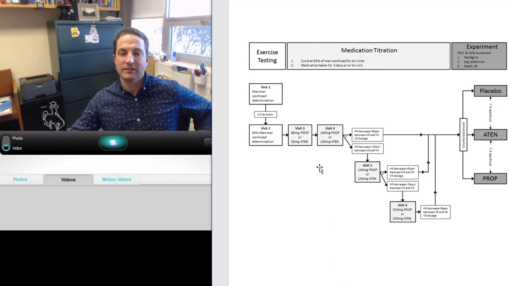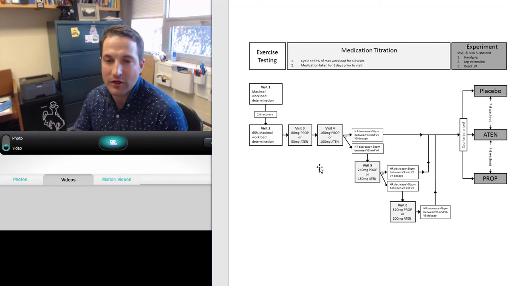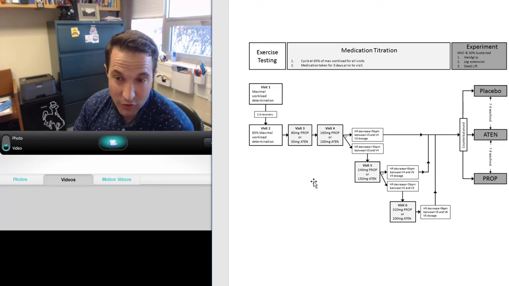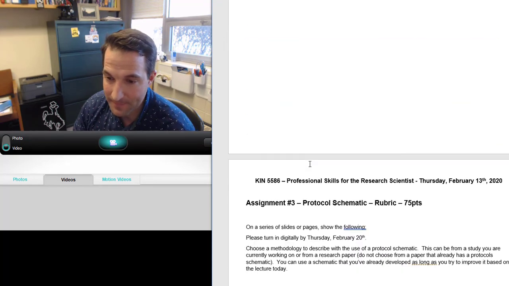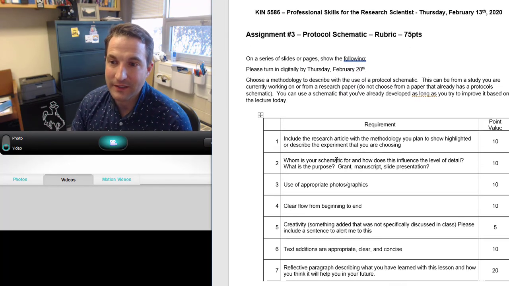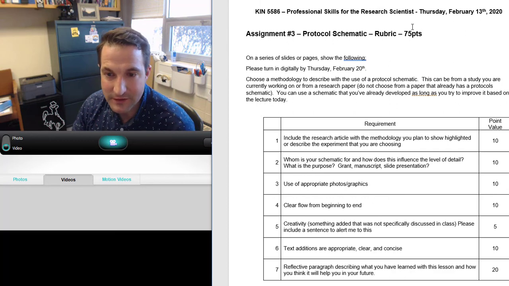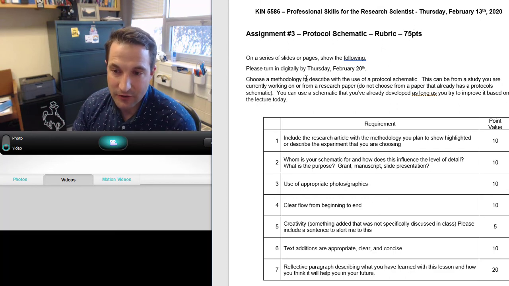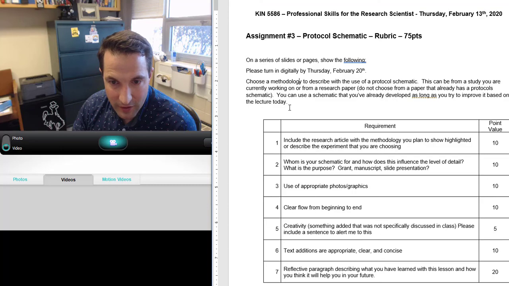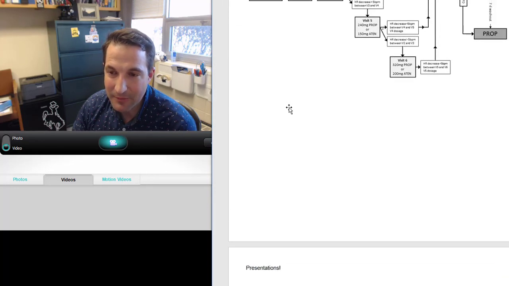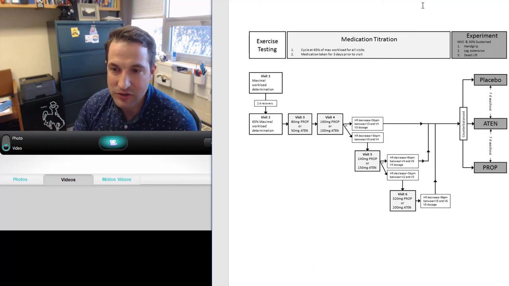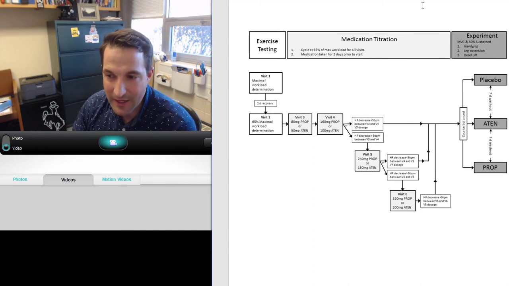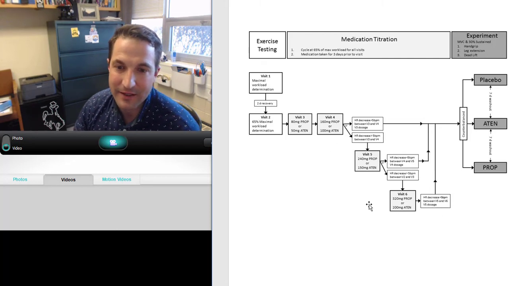Part of your exercise, I'm actually going to add into our assignments tonight. We might as well move down to the protocol schematic assignment, which was 75 points, due next Thursday. You can either create your own original, or, on the contrary, what I'm going to have you do is post this as a PowerPoint slide with all of these parts already in there. I might eliminate a couple of the arrows to make it a little bit of work.